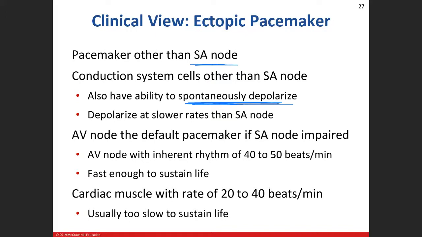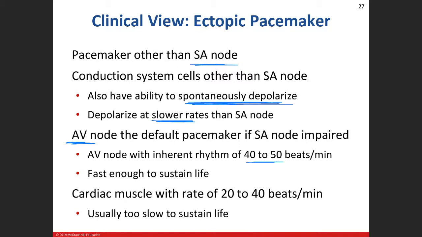Which will cause slower rates. It depends on where the ectopic pacemaker is. If it is the AV node, then we're going to drop our rate down to 40 to 50. Now, that's not bad if you're conditioned for it. You can live like that. It's not ideal. I'd still feel safer putting a pacemaker in the patient than having to rely on the AV node, because if the AV node goes, then you're done.